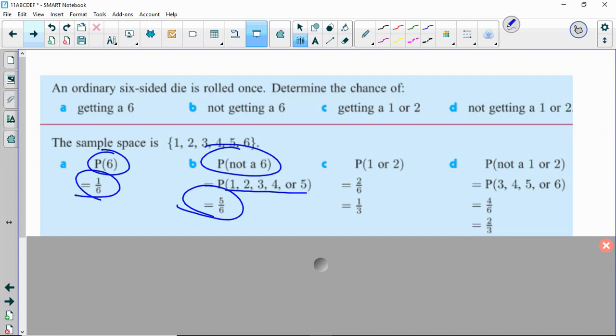And then we can do that again with these other 2. Getting a 1 or a 2, so we add up. There's one outcome of a 1, there's one outcome of a 2, so that's 2 out of 6. Therefore, not getting a 1 or a 2 has to be 4 out of 6.